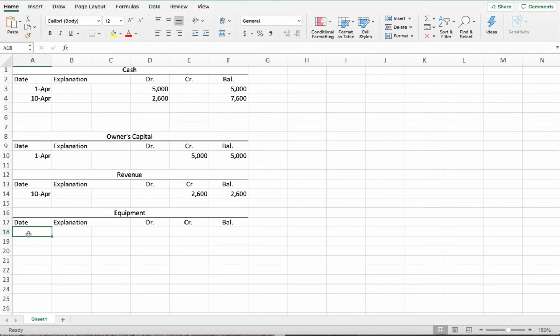Okay. So this was on August 12th, but I'm going to use April. We bought equipment for $5,000. Now, after posting this transaction to the ledger, we have to balance this account. Well, the balance in equipment has to be $5,000. So I'm going to link cell reference F18. In F18, I'm going to reference D18.